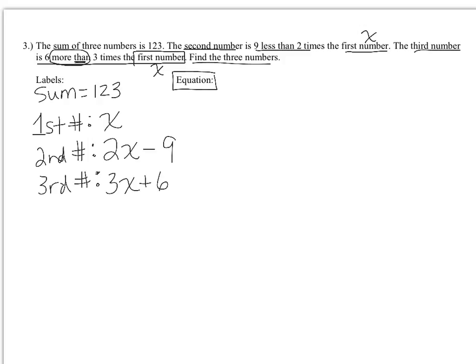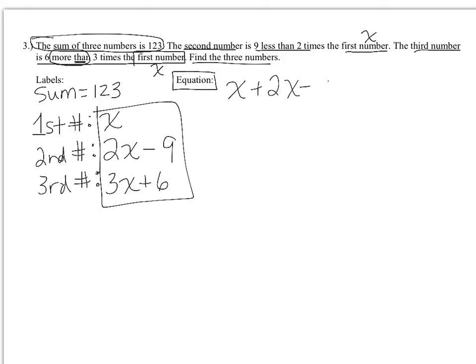So the equation we would use to solve it is we would know that since the first sentence said the sum of three numbers is 123, well, we are going to add all of these together and make that equal to 123. So I'm going to write x plus 2x minus 9 plus 3x plus 6 equals 123.